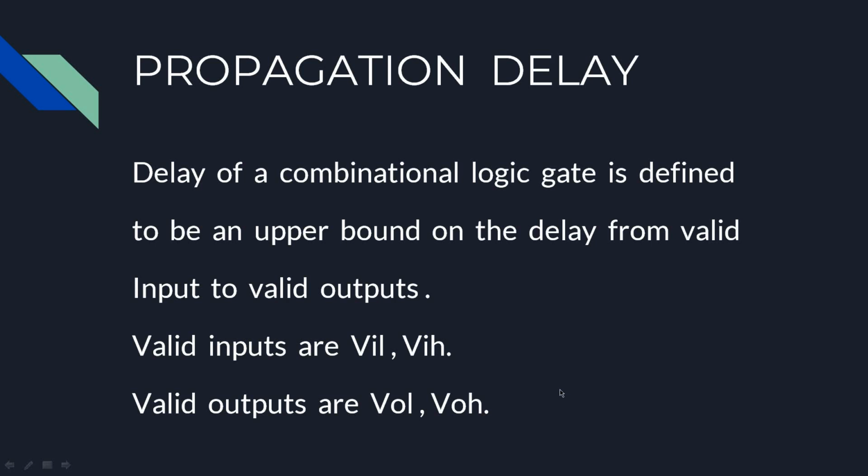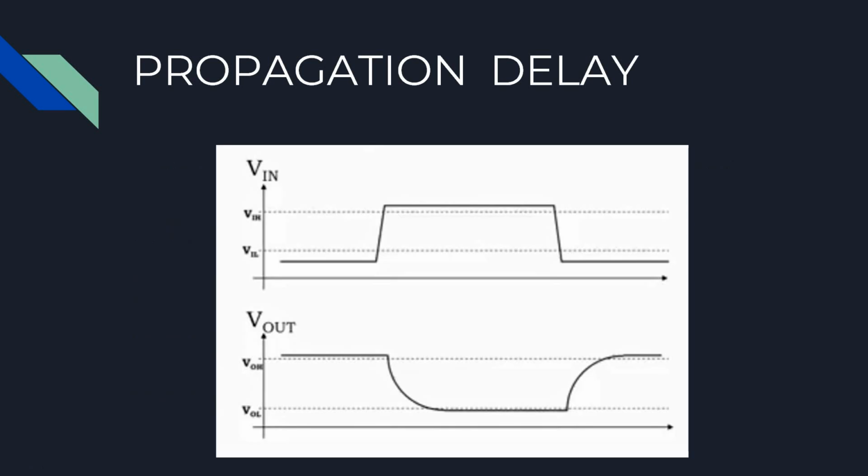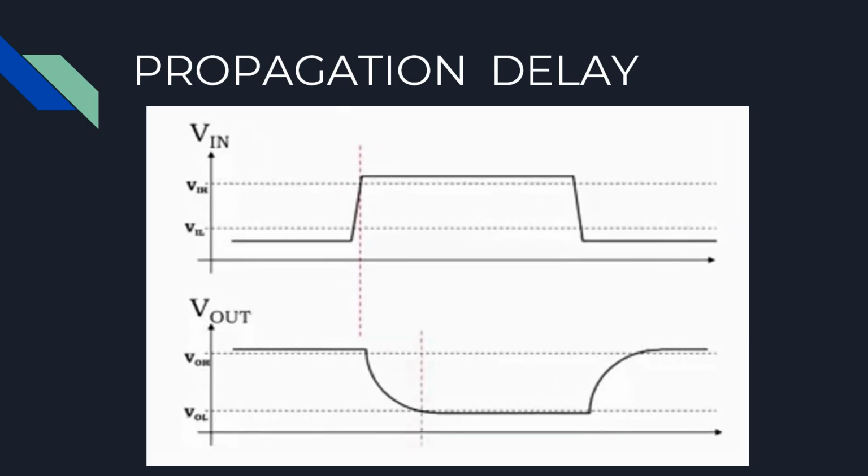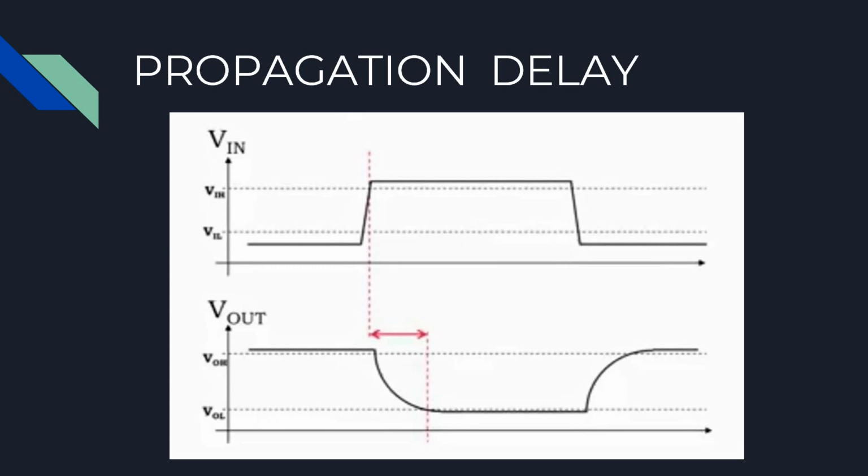To measure the delay associated with the rising transition on input voltage, first identify the time when the input becomes a digital 1, the time at which Vin crosses the VIH threshold. We identified it here. Next, identify the time when the output becomes a valid digital 0, the time at which Vout crosses the VOL. The interval between these 2 points is the delay for a particular set of input and output transitions.